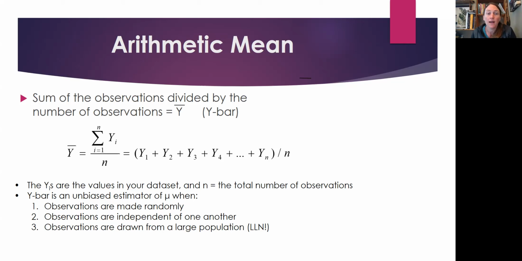Now, y bar is a really good unbiased estimator of mu, the population mean, when the observations that you take are made randomly. The observations that you take are independent of one another, meaning that you take one measurement, it doesn't influence the next one. And if the observations that you're taking are drawn from a large population, that's that law of large numbers again.